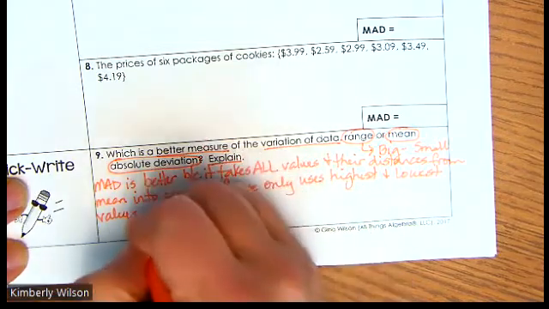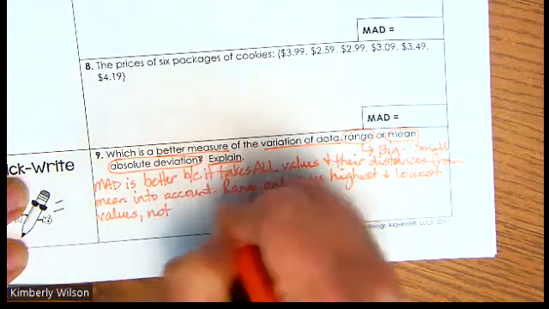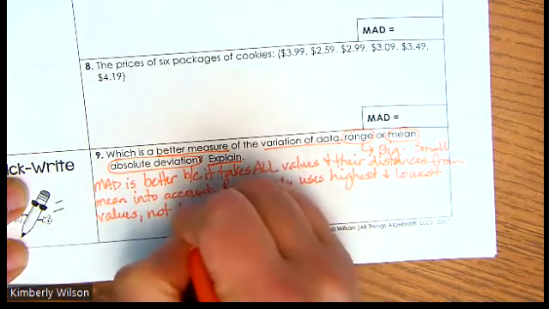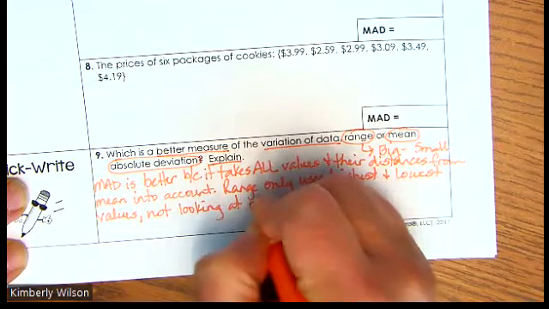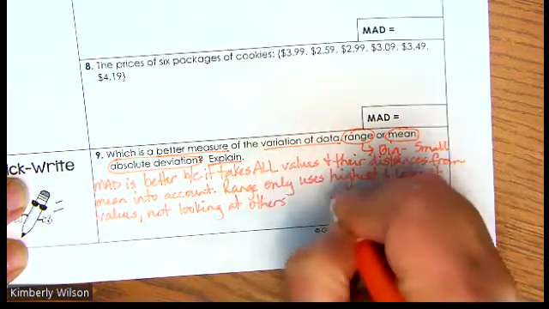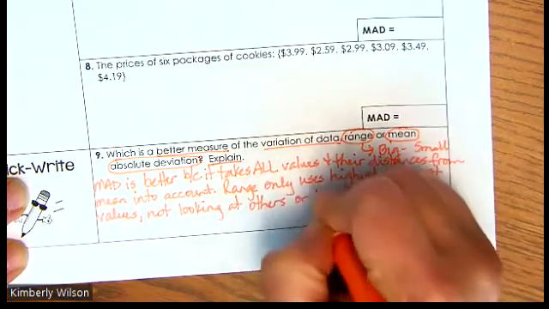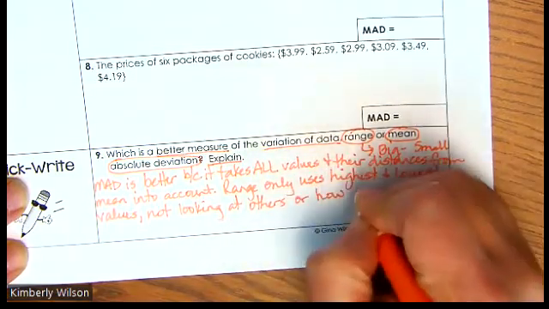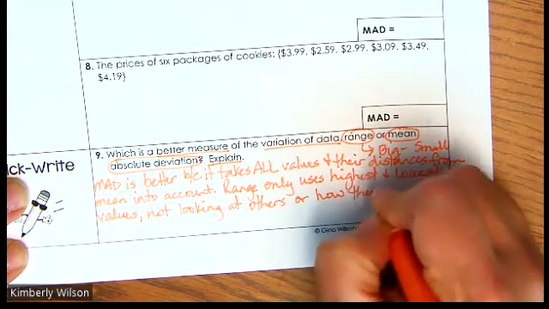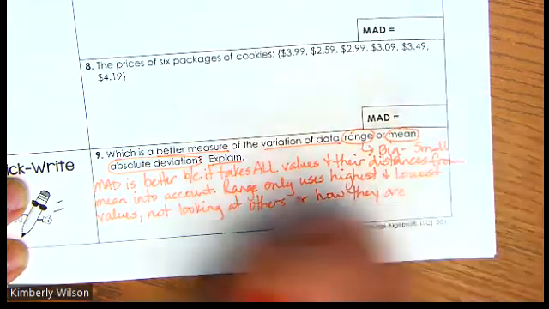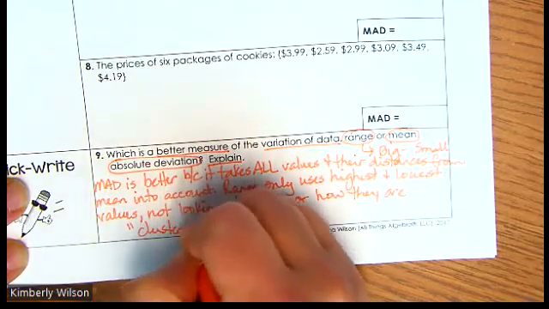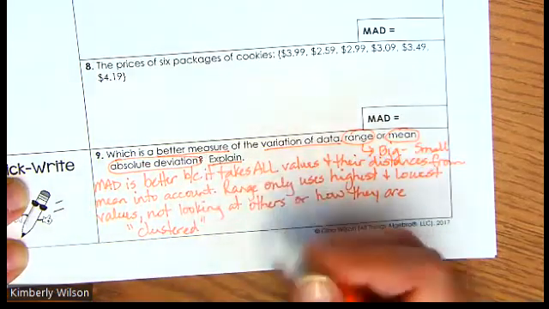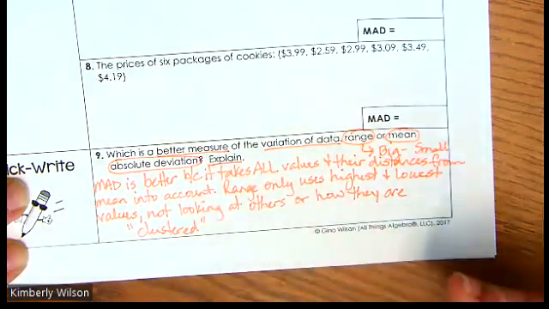Not looking at others or how they are clustered, like if they're close together or far apart from the mean. It only looks at the highest and lowest.